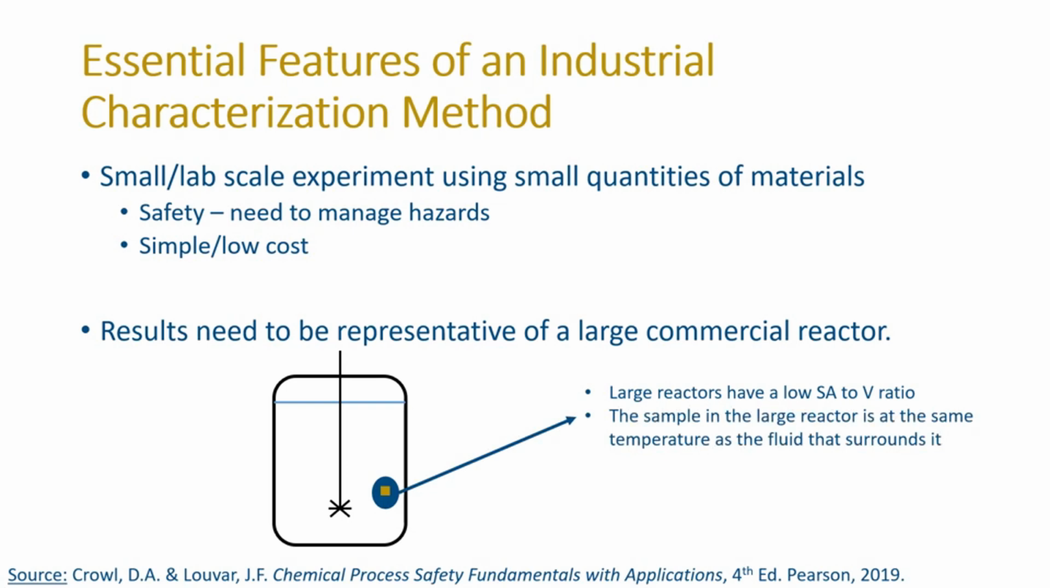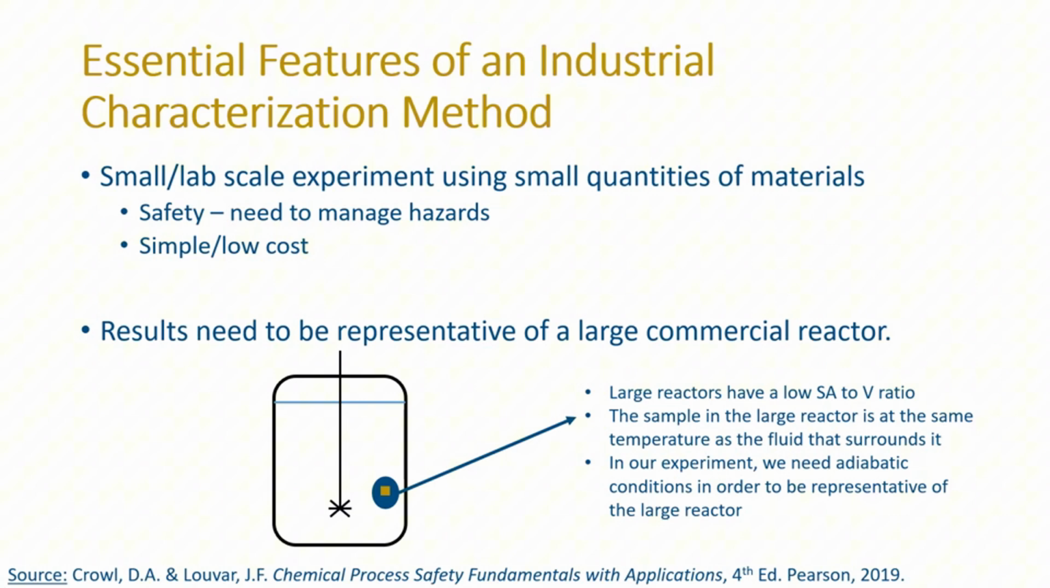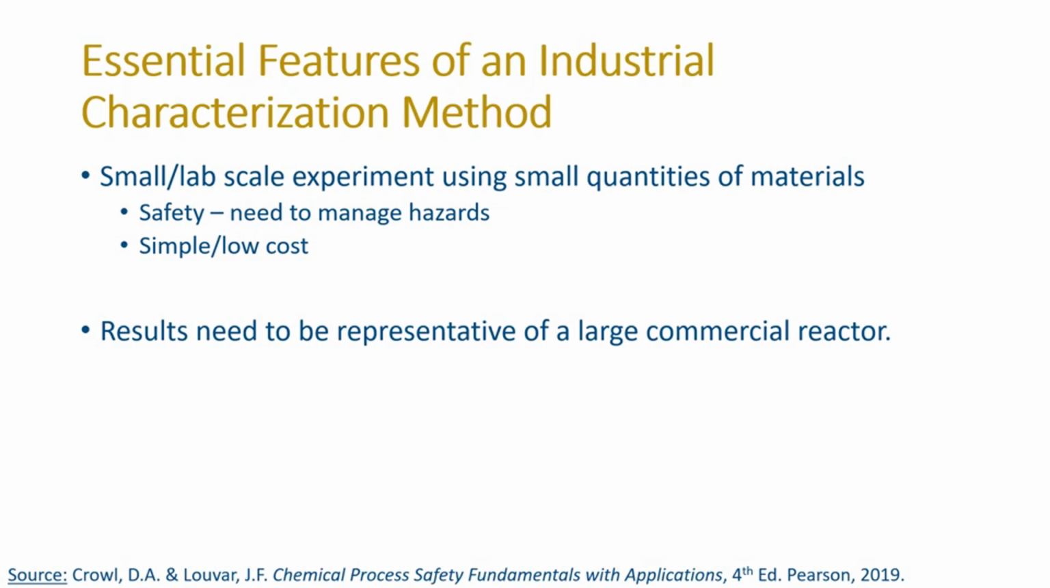If we were to look at a sample in a large reactor, that sample, because of this low surface area to volume ratio and how heat is removed at the large scale, is going to be at essentially the same temperature as the fluid that surrounds it. What this means is, on the small-scale experiment, we need adiabatic conditions, so heat cannot be entering or leaving our system, in order to be representative of the large-scale process.